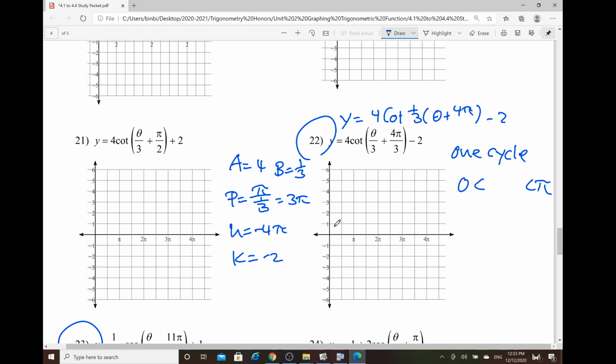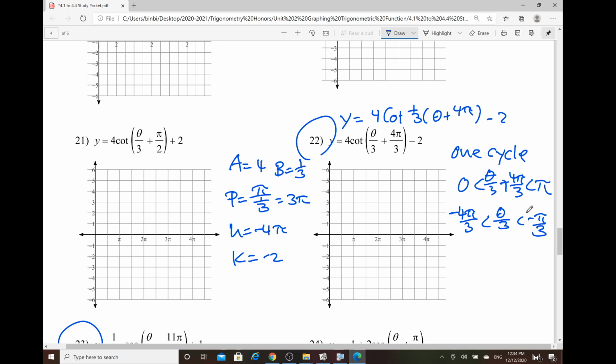So try to do the one cycle. So theta over 3 plus 4 pi over 3, subtract 4 pi over 3, so we got negative 4 pi over 3, less than theta over 3, less than pi minus 4 pi over 3. Then that'll be 3 pi over 3 minus 4 pi over 3, so it's negative pi over 3. Okay, got to be careful with the way to subtract those fractions with the radian, pi.